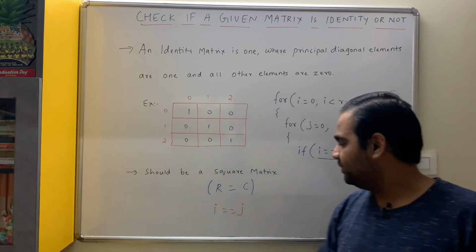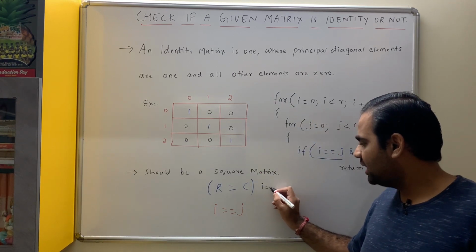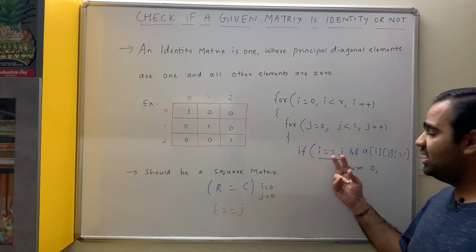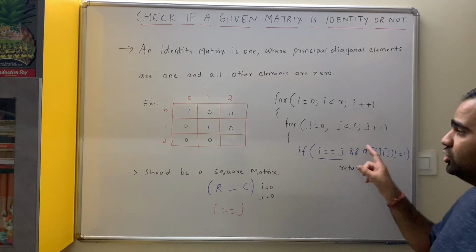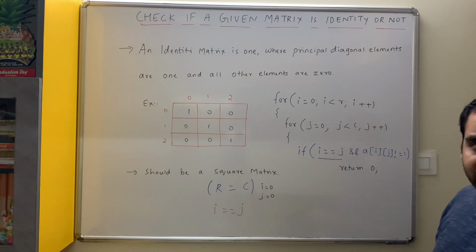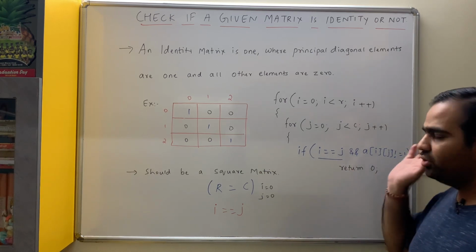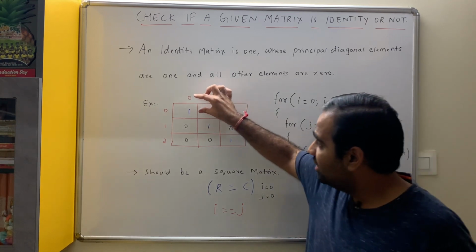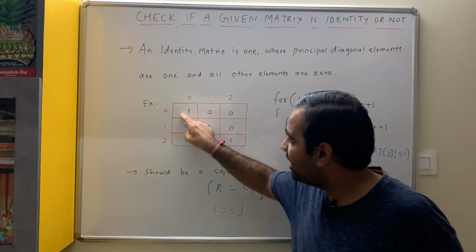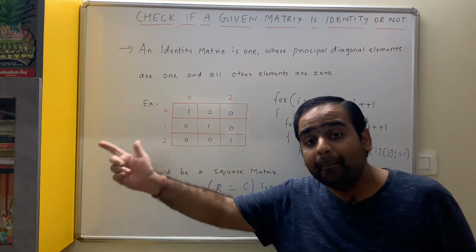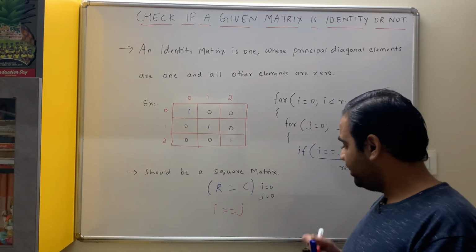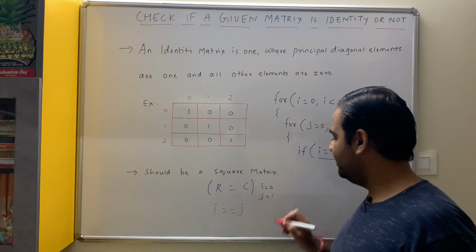Suppose it is 1. The value of i is 0 and the value of j is 0, that means it is a principal diagonal element. i equal j, yes. a of 0 0 is 1, 1 not equal to 1 is false. Therefore you do not do return 0. That means till this point we are under the confirmation that it may be an identity matrix. Now you say j plus plus, the value of j will become 1.